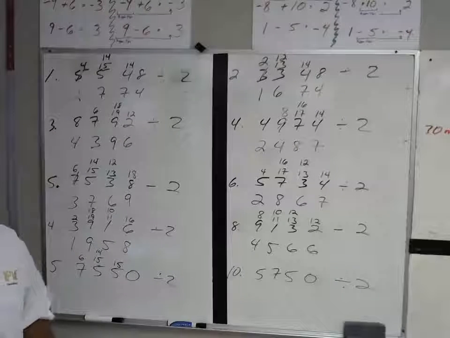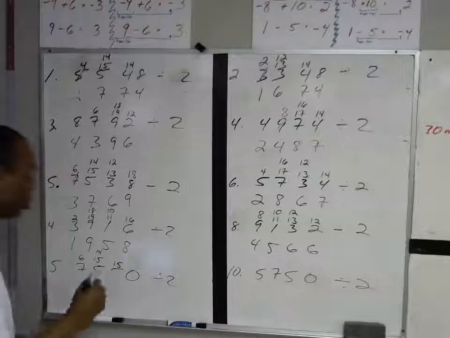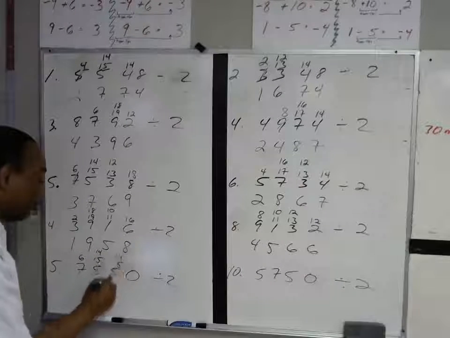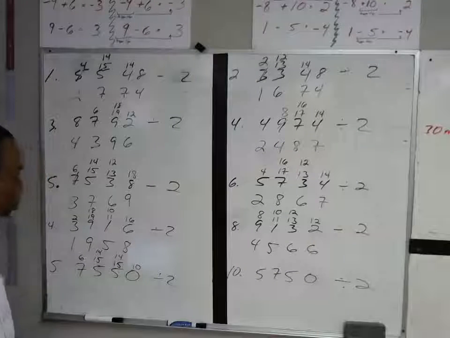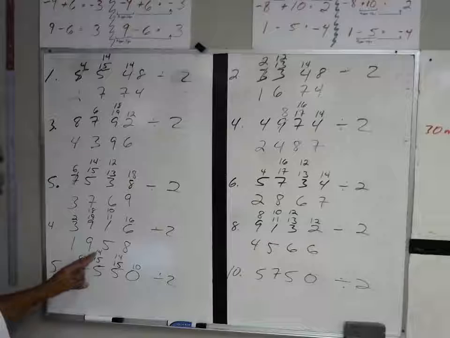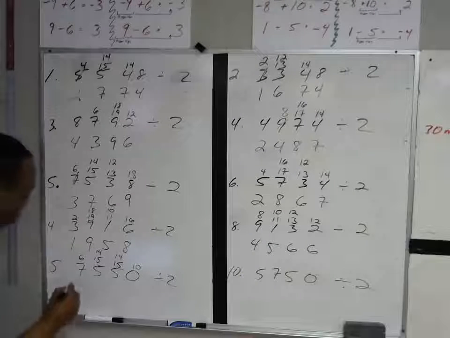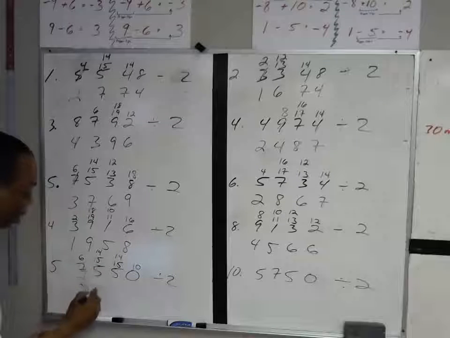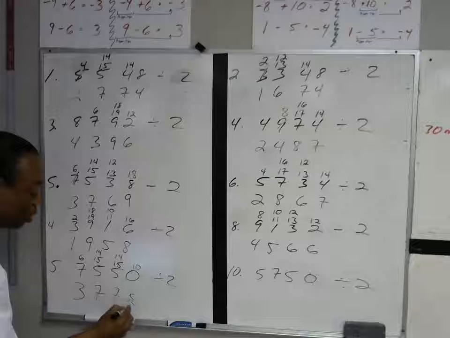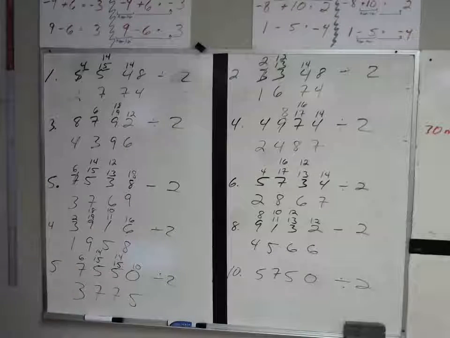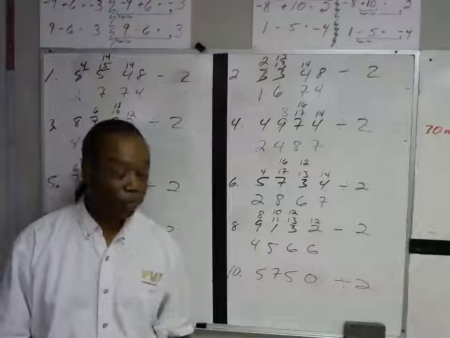Can't take half of 15 because it's an odd number. So we're going to borrow 1 from there. It'll become 14. And the 1 becomes a 10 added to 0, and it becomes a 10. So now we're going to take half of 6, 14, 14, and 10. Half of 6 is 3. Half of 14 is 7. Half of 14 is 7. And half of 10 is 5. Okay, now I want you to do number 10.